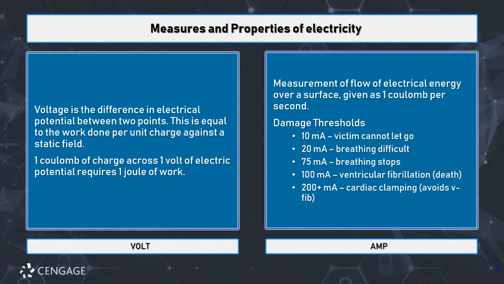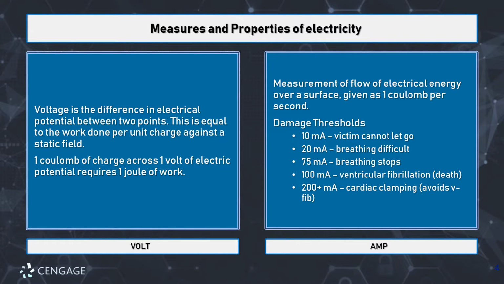So these are just some scientific explanations of the things that I just gave you some rough rundowns of. Voltage is the difference in electrical potential between 2 points. This is equal to the work done per unit charge, usually a coulomb, done against a static field of resistance. So a coulomb of charge across 1 volt of electric potential is 1 joule of work. So we see that these units are interrelated.